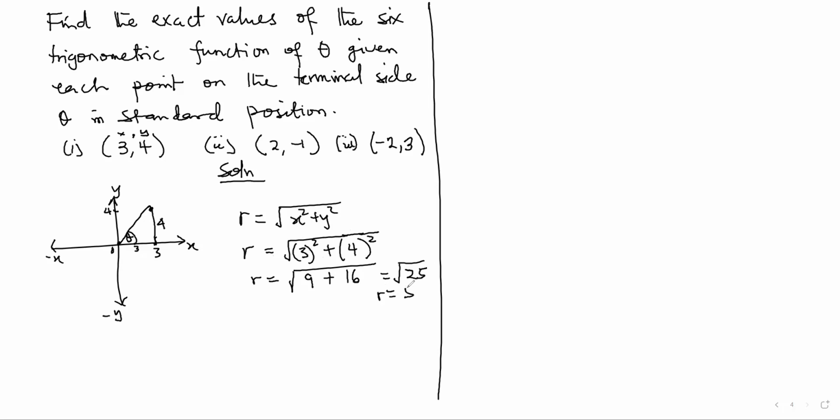So R therefore will be 5. So it means over here is 5. Then you're now going to find the exact value of the remaining of the 6 trig ratios. So the trig ratios we know are sine theta, cos theta, tan theta, and their respective inverses.